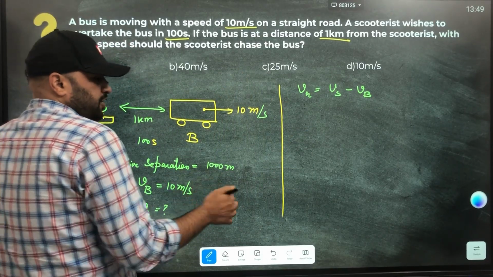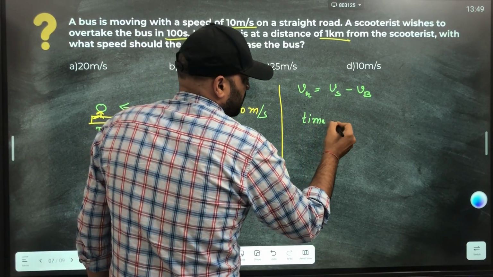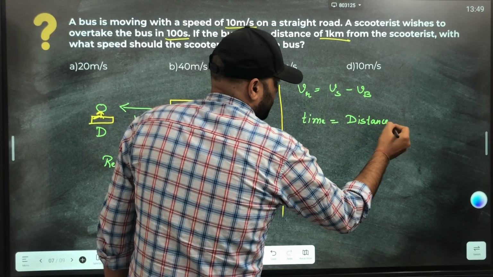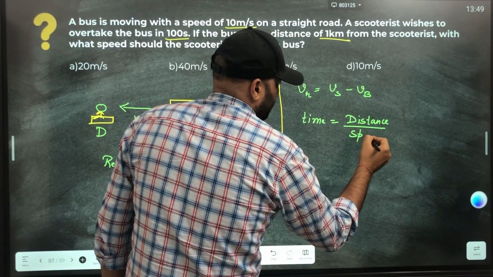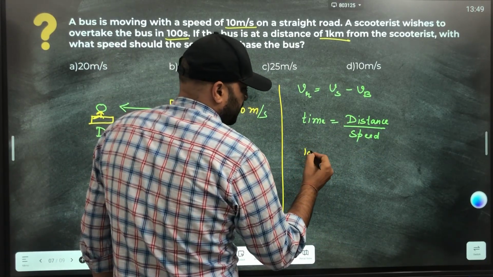This is the relative separation. So time will be equal to distance upon speed, or speed equal to distance upon time. We can do that, right? So what is the time? Time is 100 seconds given here.